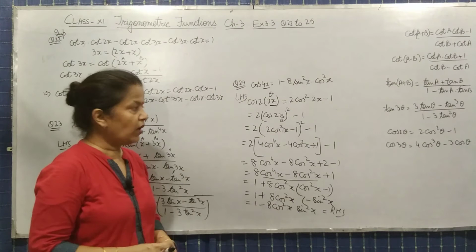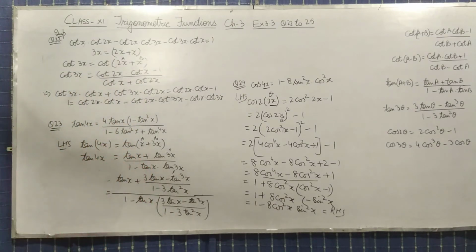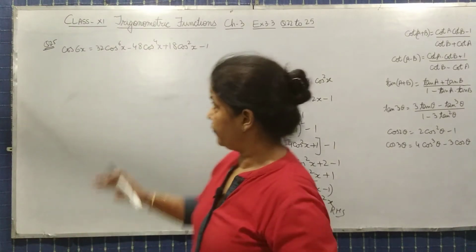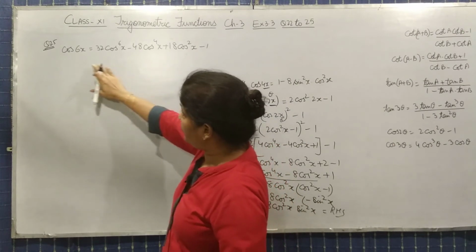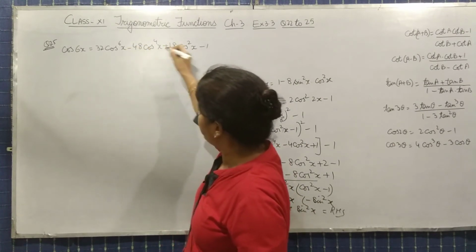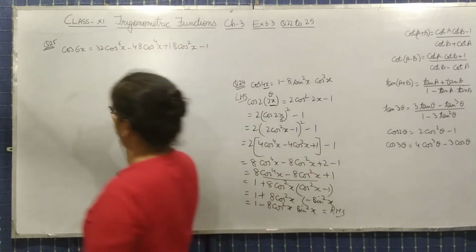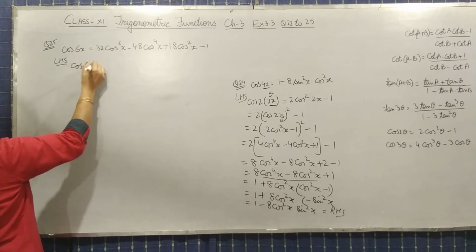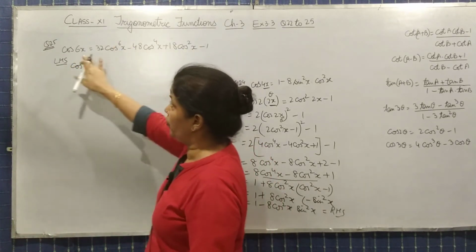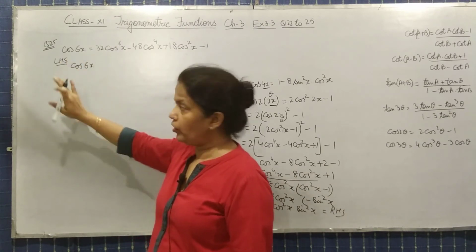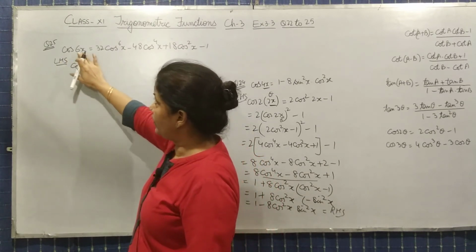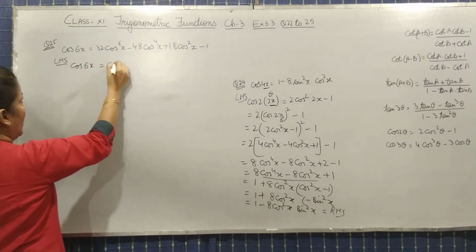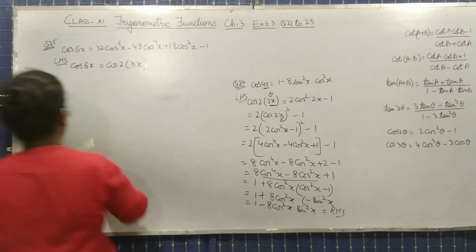Now come to question number 25. In question 25, look at the part. You have to prove, all the angles are in the form of x. So what we will do is take the LHS, cos 6x. From the RHS we are not able to find cos 6x, so it is safer to take cos 6x, the LHS. So cos 6x you can split up as cos 2 times 3x. Like this you can write it.